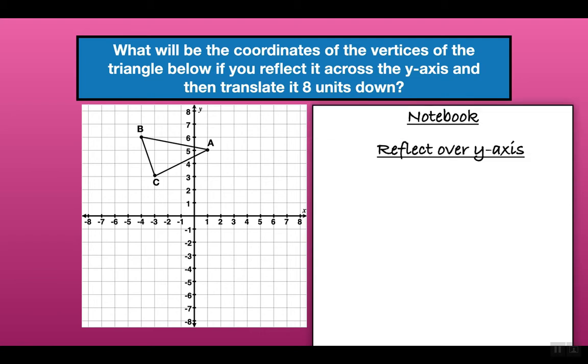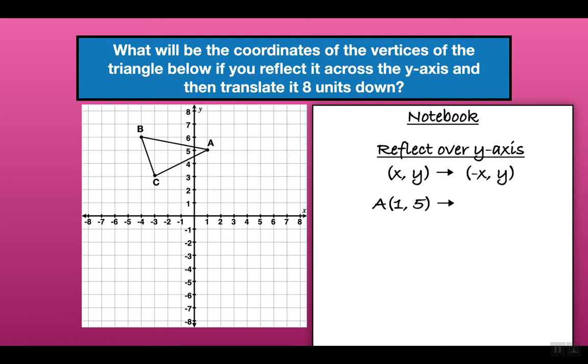Alright, so first let's reflect the triangle over the y-axis. Now, you could do it visually, but I'm going to go over how to do it with the coordinates as well. So first, let's write down the rule for reflecting it over the y-axis. To reflect a shape over the y-axis, you have to change its x-coordinate to the opposite sign. So whatever x is, you're going to change it to the opposite sign.